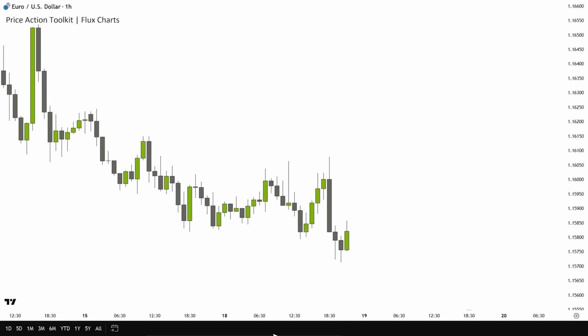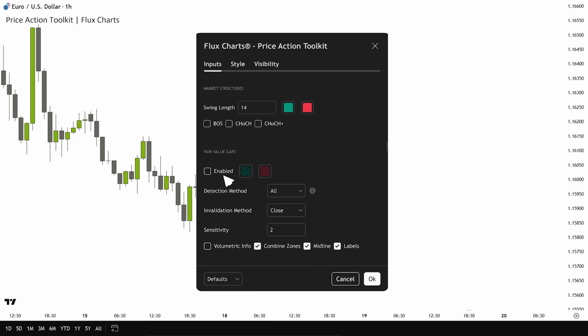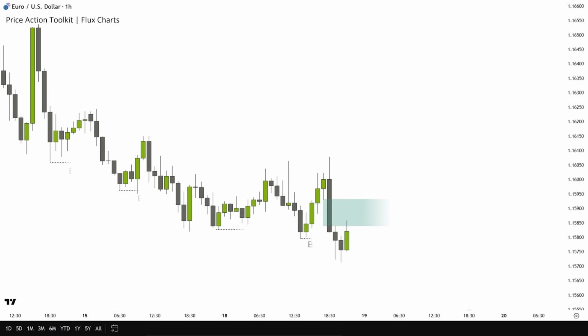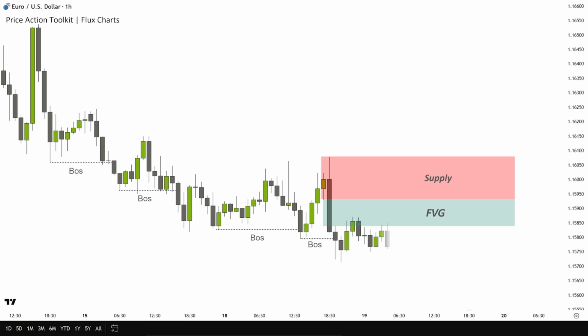Now, here we have the euro-dollar on the 1-hour chart. Let's apply BOS, CHoCH, CHoCH Plus, and fair value gap from the indicator settings. We can see a clear downtrend. We mark the candle that created the gap as our supply zone, and include the wick as well. Now we wait for the price to return to this area, then move to a lower time frame to find confirmation for a short trade.